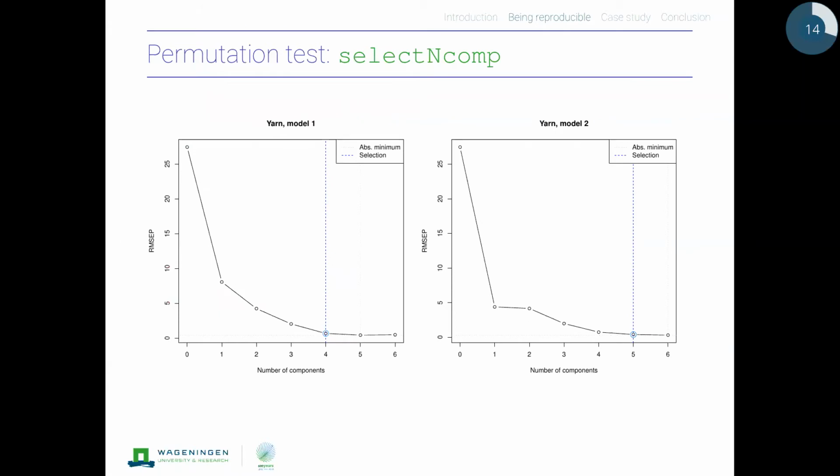And yes, such a test exists. There is a permutation test in the PLS package present in the function selectNcomp. And if I apply the permutation test to the first model that we fitted, it says that 4 latent variables is optimal. But if we apply it to the second model, it says 5 latent variables is optimal. So again, here the statistical test is subject to some variability, because also the permutation test is, of course, a process that depends on random inputs.